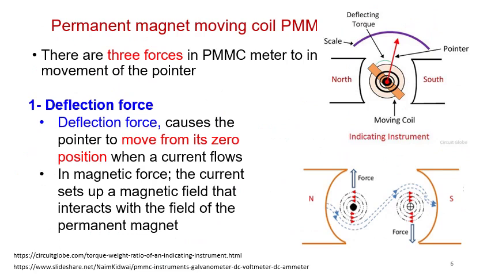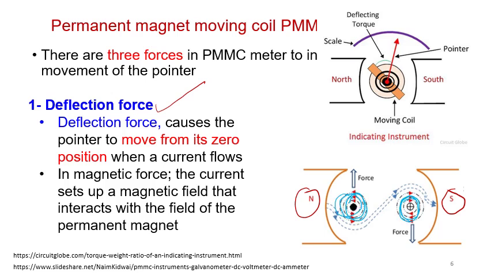In the principle of operation, mainly we have three forces, clarifying or making the principle of operation clear. The three forces start with the deflection force, which is the force generated due to the presence of two magnetic fields. One magnetic field comes from the permanent magnet, and the other magnetic field comes from the current flowing in the conductor. This is a magnetic field and this is a magnetic field.